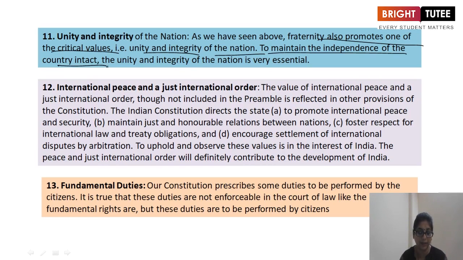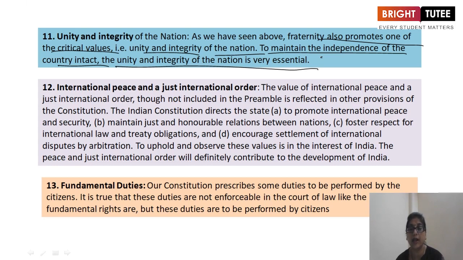To maintain the independence of the country intact, the unity and integrity of the nation is very essential. The value of international peace and a just international order, though not included in the preamble, is reflected in other provisions of the Constitution.